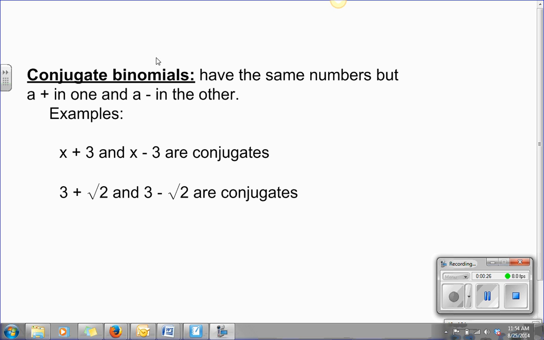Okay, the idea of a binomial: x plus 3 is a binomial. There's two things either being added or subtracted together. 3 plus the square root of 2 is a binomial.